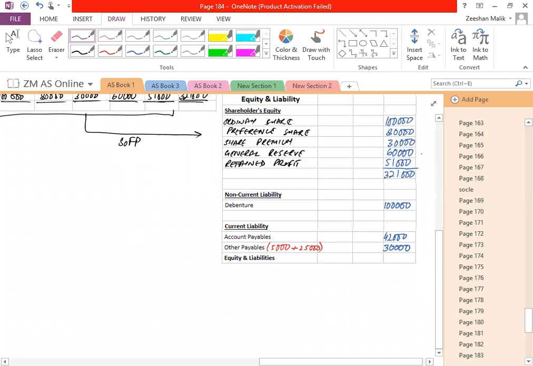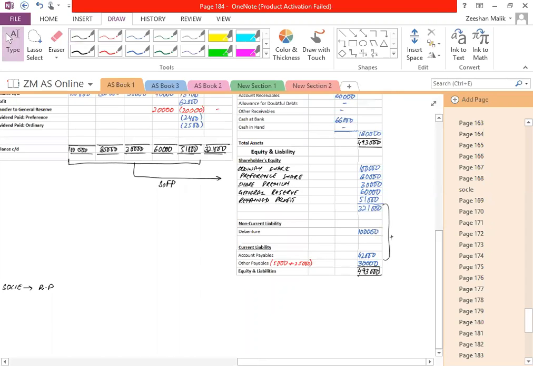Now the lower part, you need to add all these. 321,000, 100,000 plus 42 plus 30. 493.